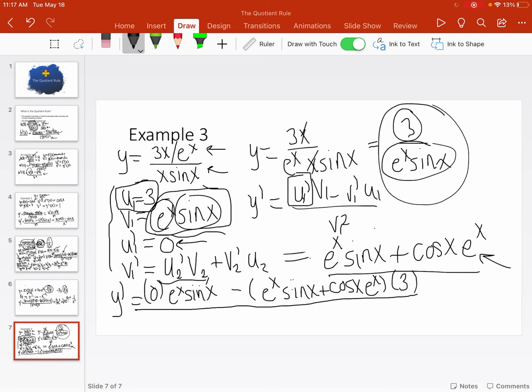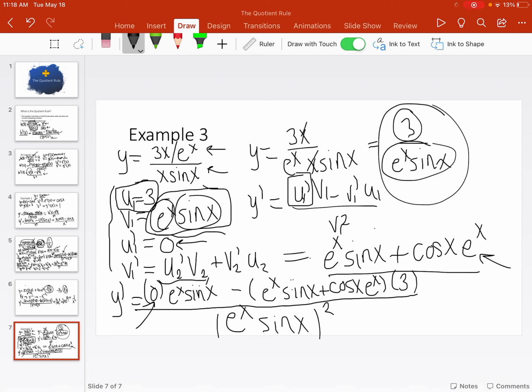What's v1 squared? Well, what's v1? Well, v1 is e to the x sine x. And to square that, we just square that, and there we go. We found our derivative. This collapses down to 0. 0 times anything is 0, so I'm not going to simplify that or write it down. So, ta-da, we got our derivative. We're done.